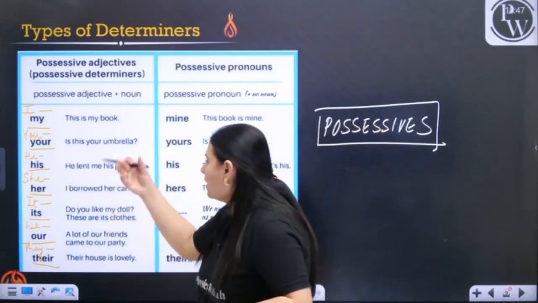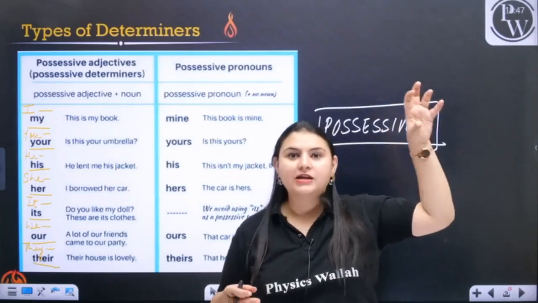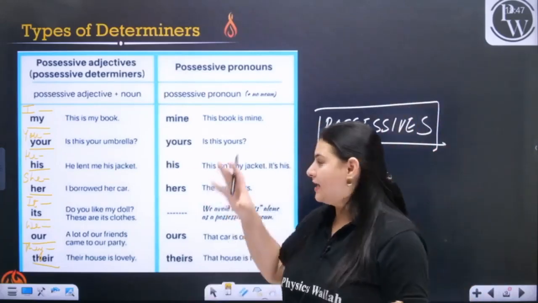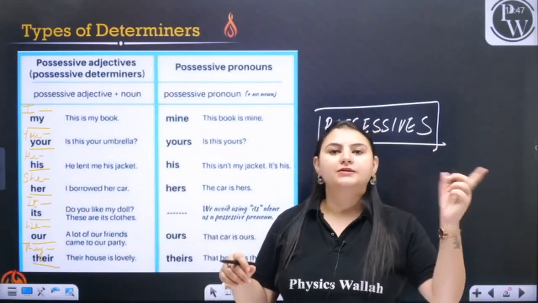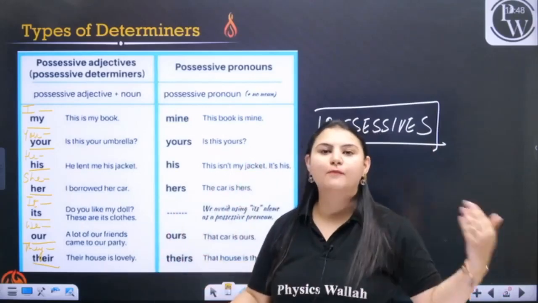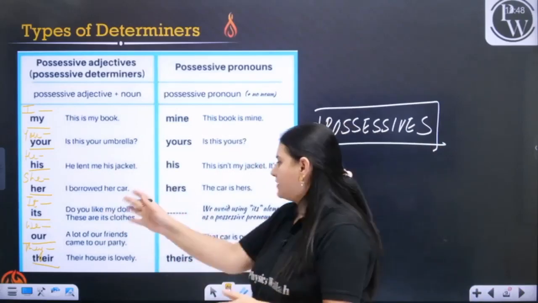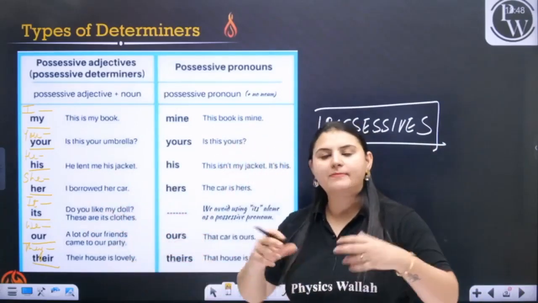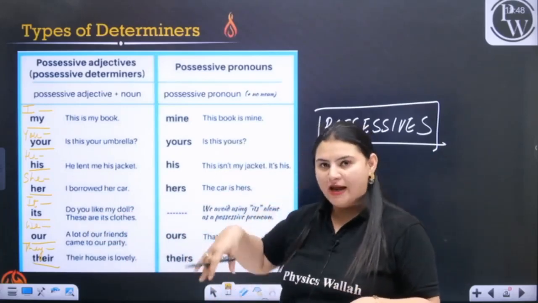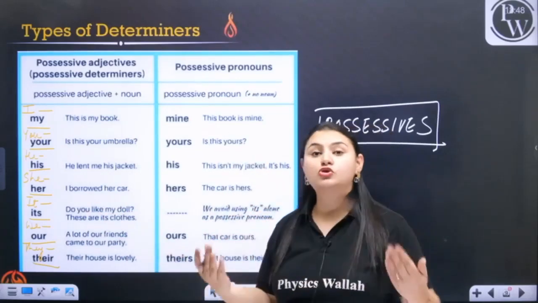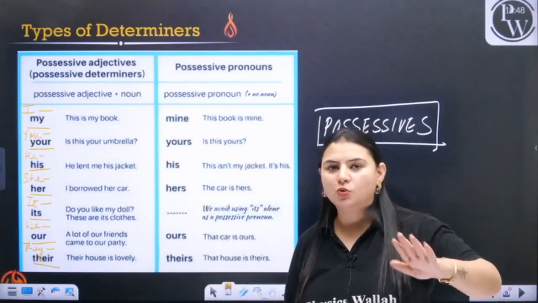Now, he lent me his jacket. It was his jacket. He is the owner of that jacket. That is why his jacket. I borrowed her car. She was the owner of the car. That is why we are saying her car. Do you like my doll? Here, my is the first person possessive, this is my doll. These are its clothes. Whose clothes? The doll's clothes. Now, doll is an inanimate object. That is why we use it with it.